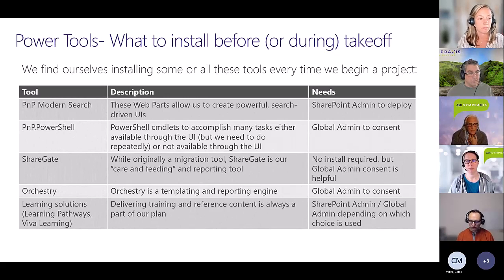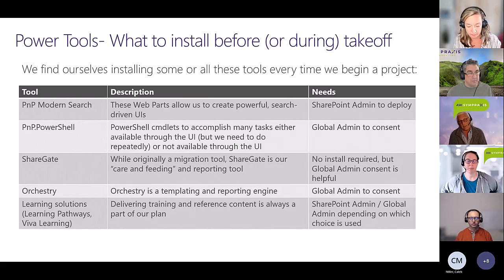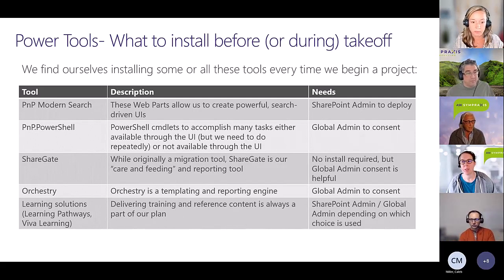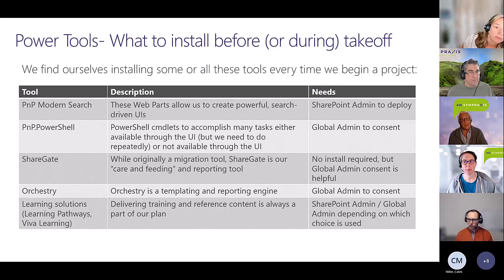Orchestry is a really cool product that is, again, an add-on, and what it lets you do is set up templates for sites. That's the main thing that I think of it for. It does a bunch of other things as well. It's got some reporting capabilities, some metadata management capabilities, but really for me the strongest user story is we're going to have a lot of sites or teams that need to look like a particular thing.